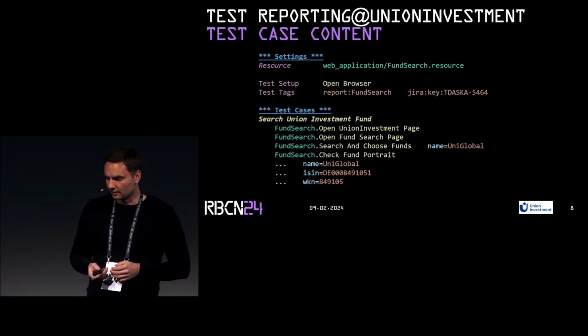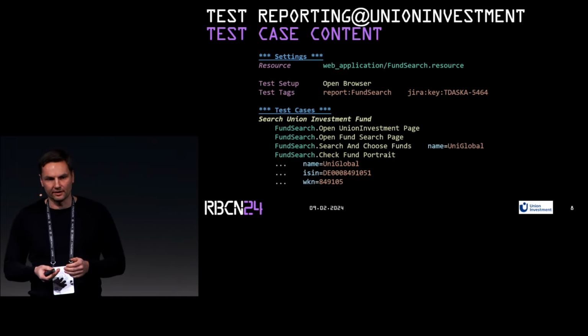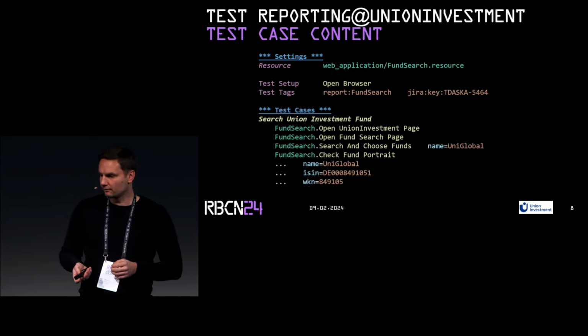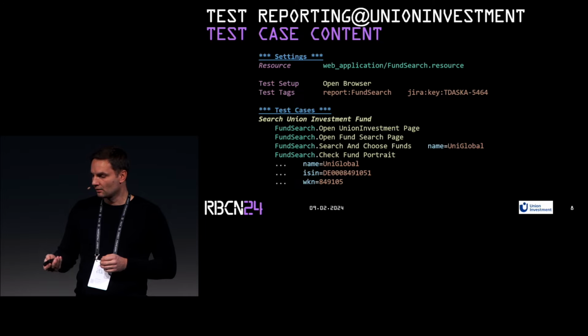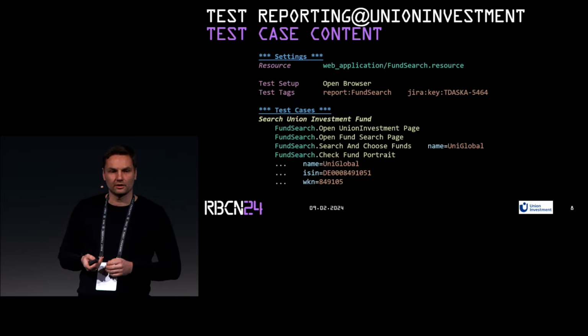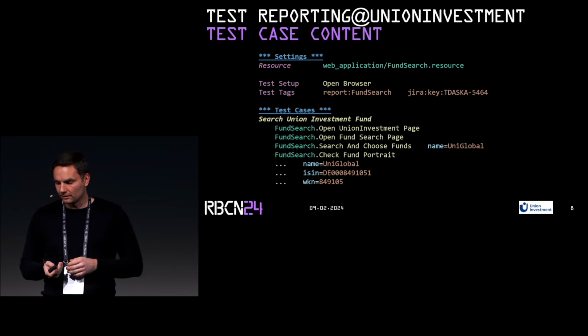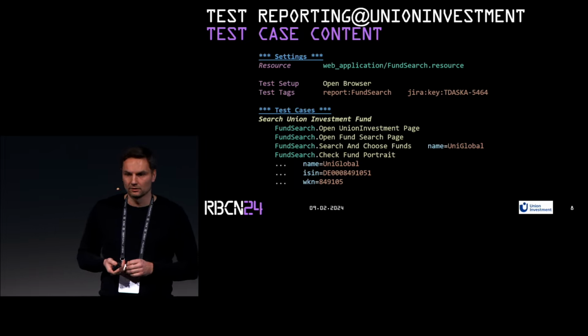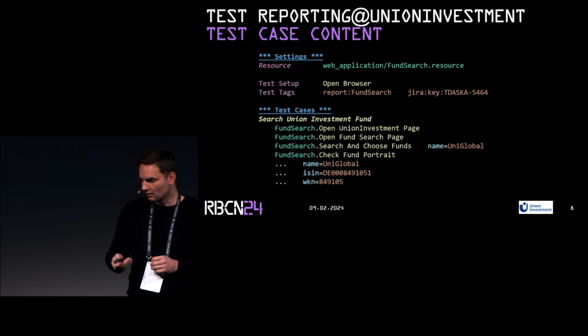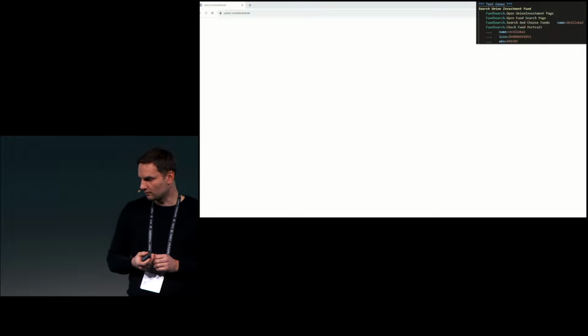So let's have a look at an example. This is a quite simple test. We are opening a browser, going to our URL, and looking for a font named here Uni Global. And if you have a look at the tags, we're using one for the connection to Jira, like the Jira key, the key of the test. And we have another tag called report, and this is the connection to the new report I want to introduce here. So let's run it.